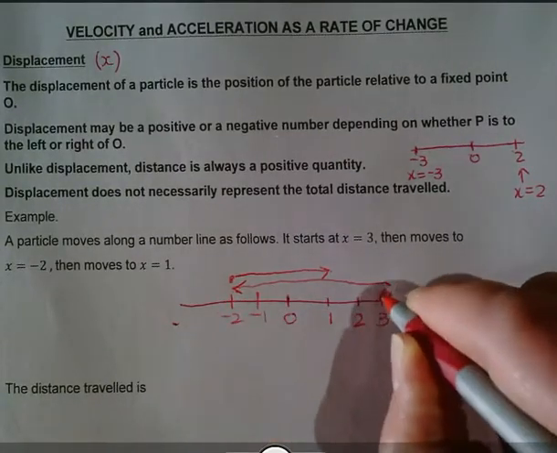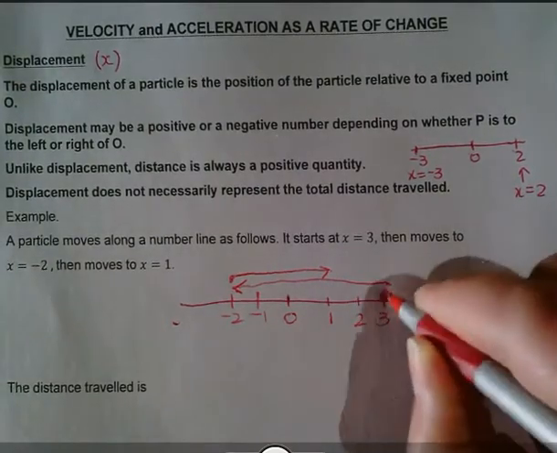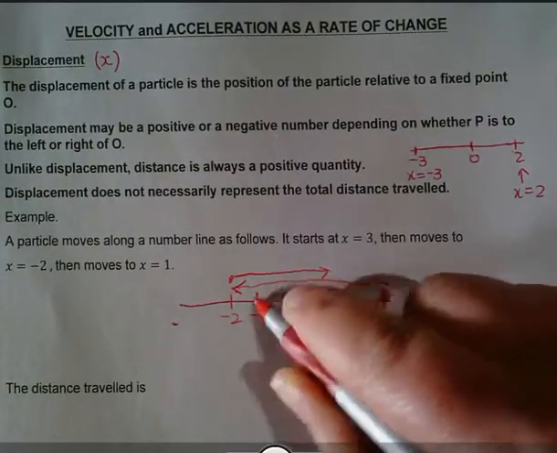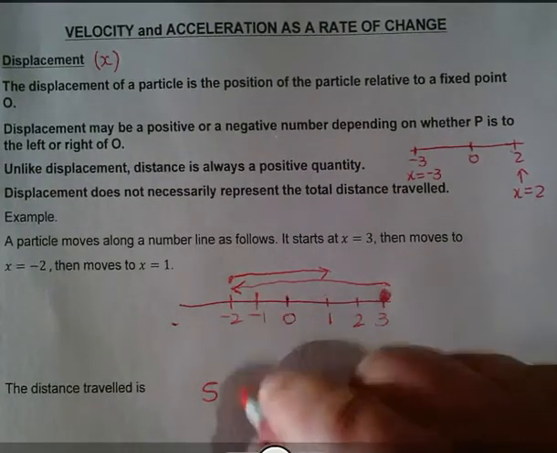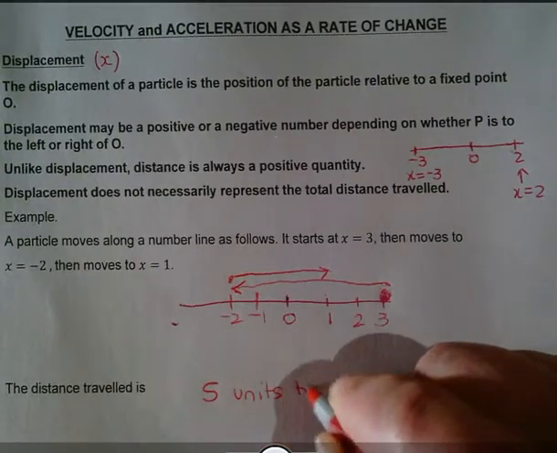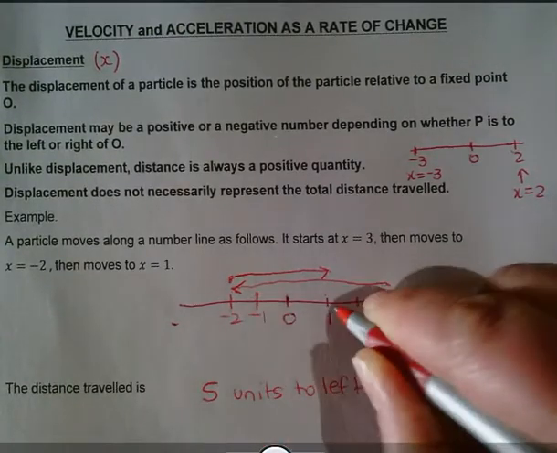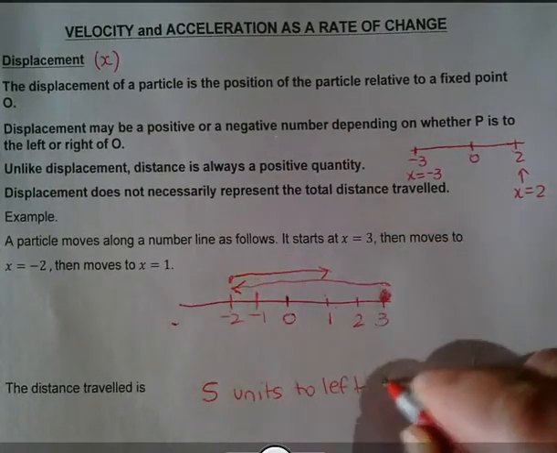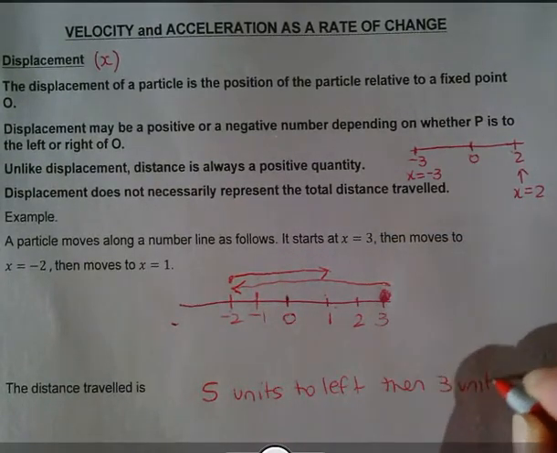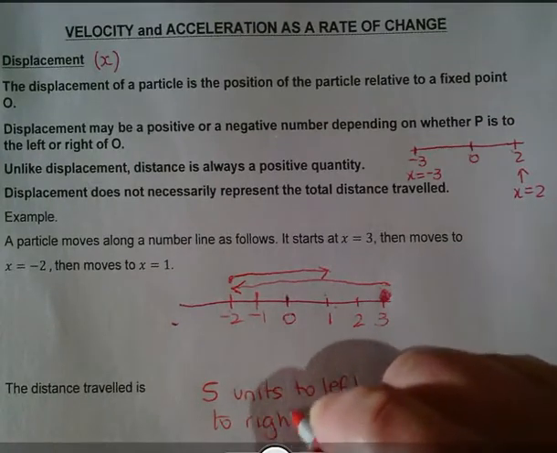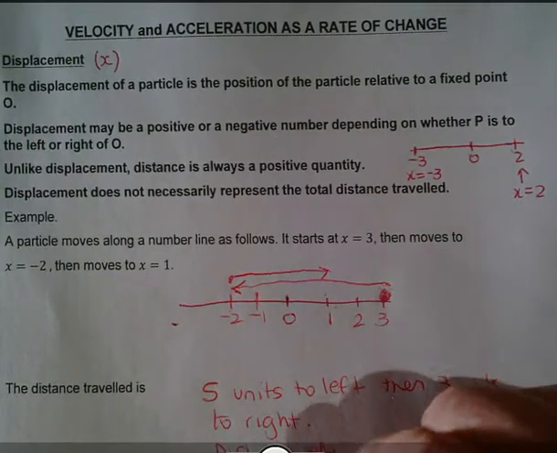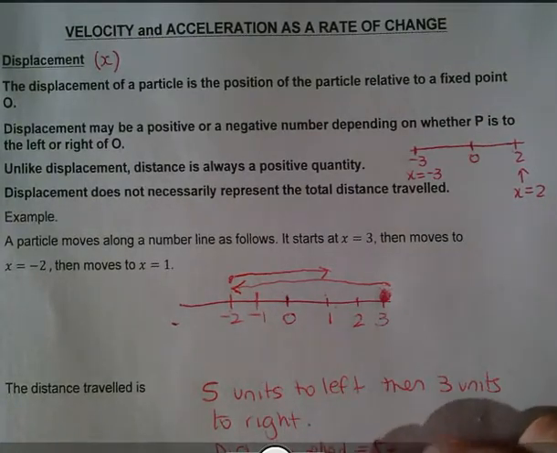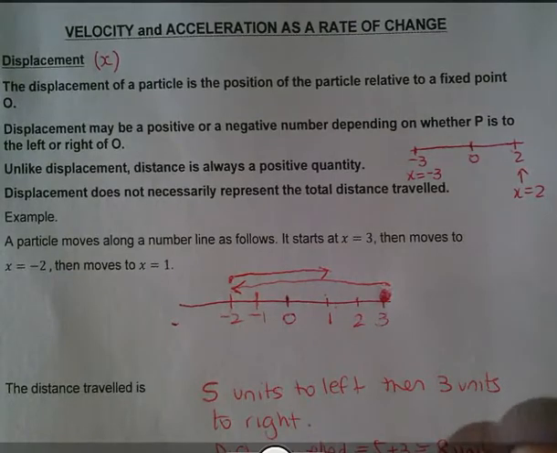Now I can do it by jumps, or I can do it by subtracting. Okay, so I'm jumping 1, 2, 3, 4, 5. So it's travelled 5 units to the left. This is what it's really done, 5 units to the left. And then it's gone from -2 up to 1, and then 3 units to the right. So therefore the distance travelled is 8 units. So I'm going 5 left and 3 right. It's 8 units, okay? So that's the distance travelled.